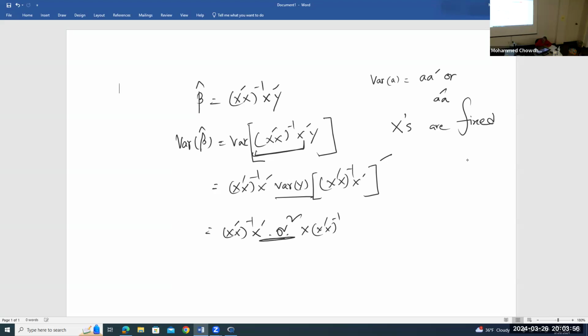As this is a constant, we can take it out in the later part: x prime x inverse, x prime x, x prime x inverse times sigma square. These things and those things are inverses, so they cancel out. So we have x prime x inverse sigma square. Okay.